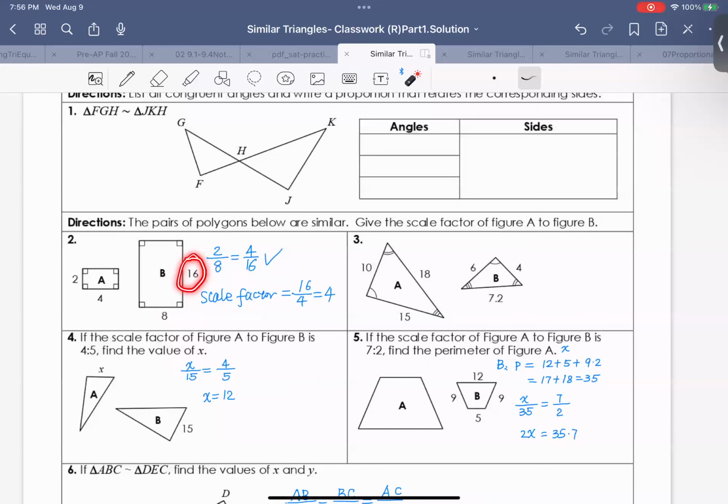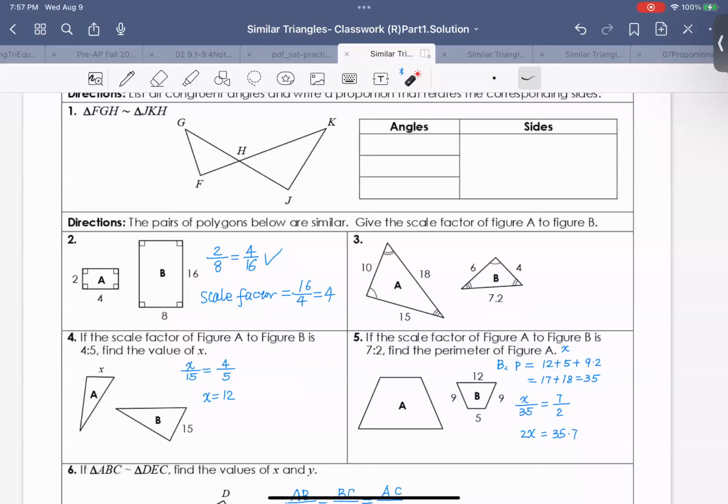You do the long side ratio, 16 over 4, which is 4, and 8 over 2, which is 4. So the scale factor is 4. And you notice that this figure's area over that figure's area is not 4, but 4 squared, because 8 divided by 2 is 4 and 16 divided by 4 is 4, so it's 4 squared. Does that make sense? Yes, Jeffrey. That's pretty cool, right?